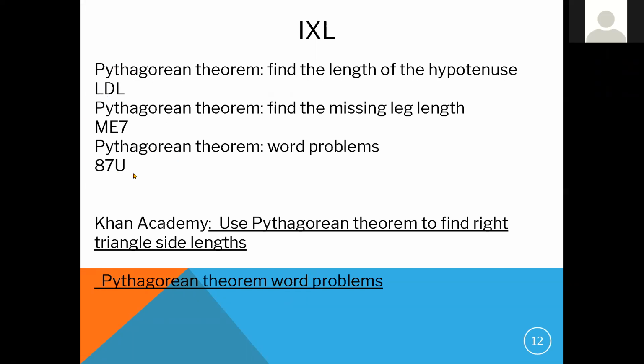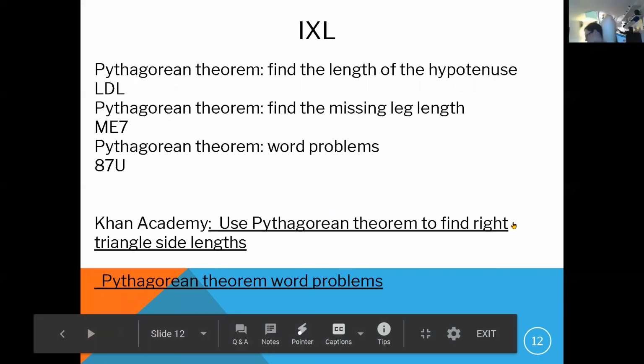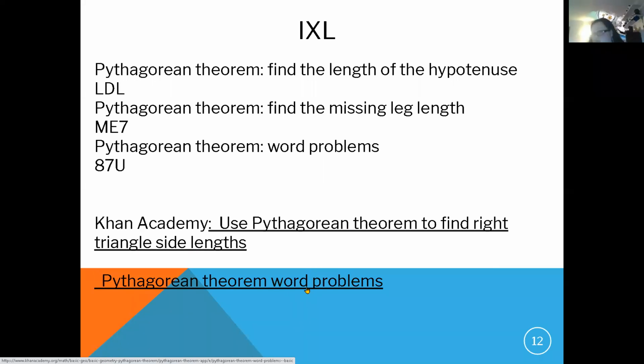Well, this will be on Google Classroom, correct? I think it's already up there. Okay, great. I knew I was going to get my massage, so I wanted to upload it. And then Khan Academy is use Pythagorean to find right triangle sides or Pythagorean theorem word problems. So they have both.